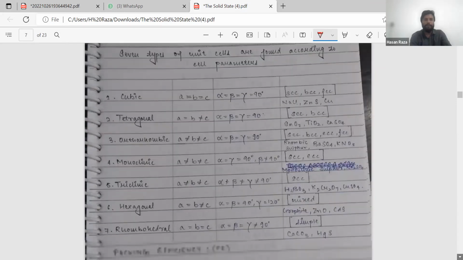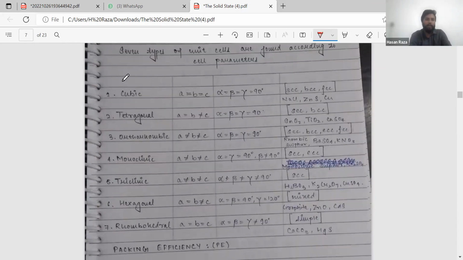Now see, 7 types of unit cell. I already told you: cubic, tetragonal, orthorhombic, monoclinic, triclinic, hexagonal, rhombohedral. These are the 7 types of unit cell, and their parameters are given like this. You can see for cubic, A is equal to B is equal to C, alpha is equal to beta is equal to gamma is equal to 90 degrees. Come to the triclinic: A is not equal to B is not equal to C, alpha is not equal to beta is not equal to gamma is not equal to 90 degrees.